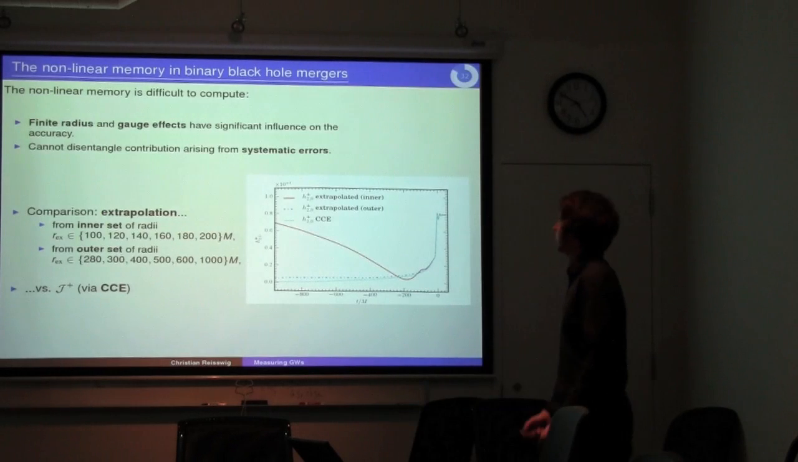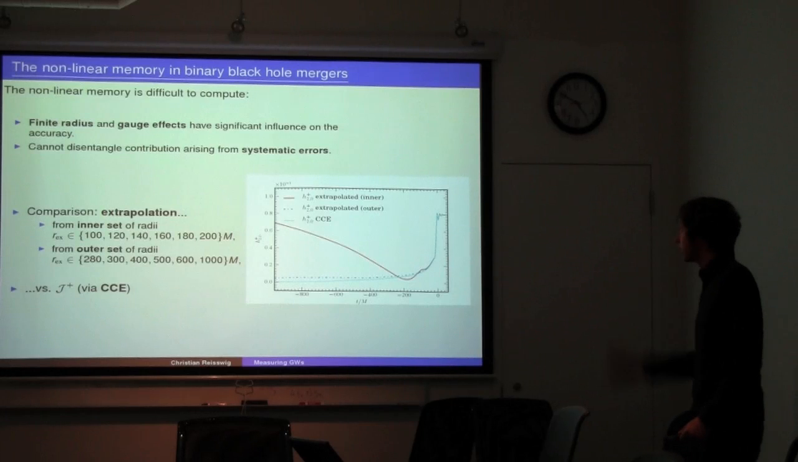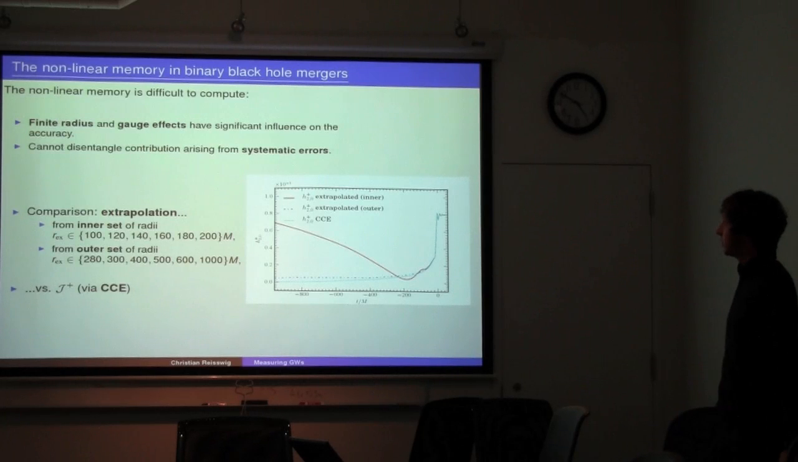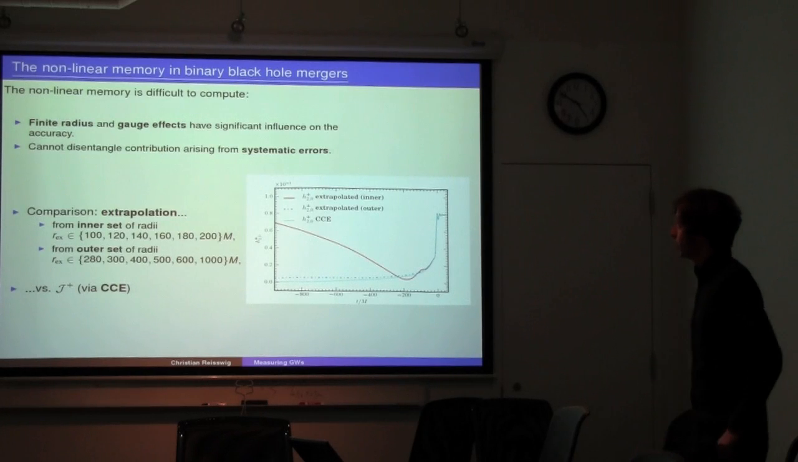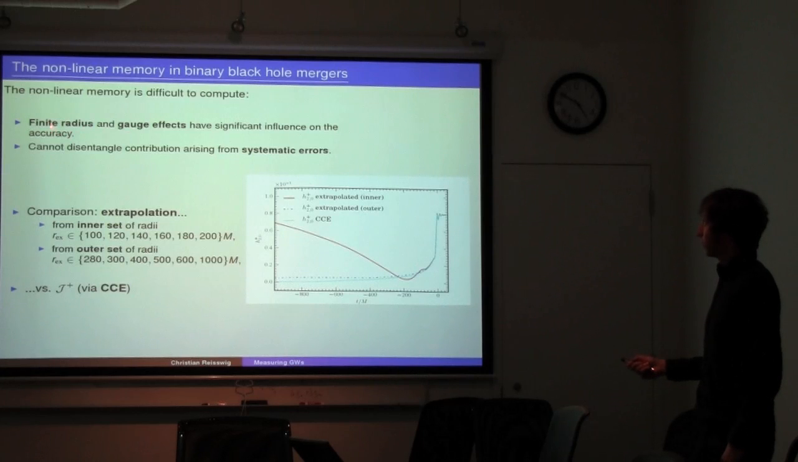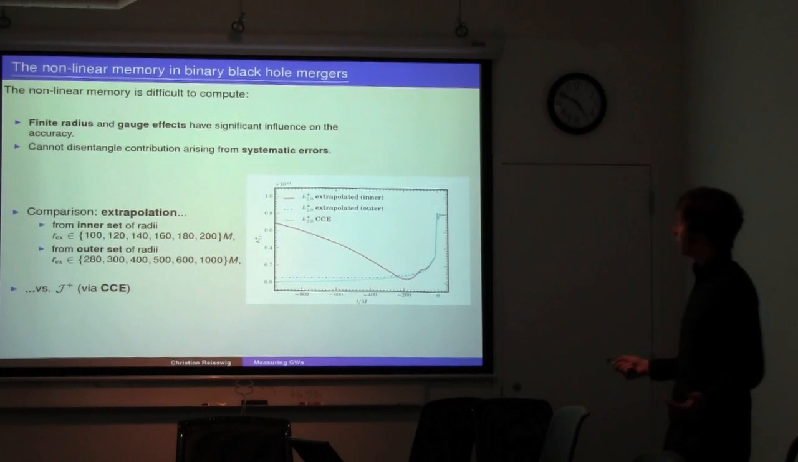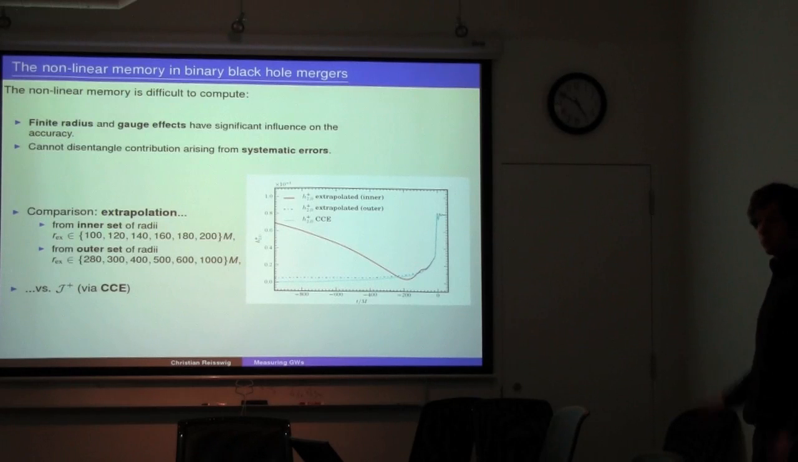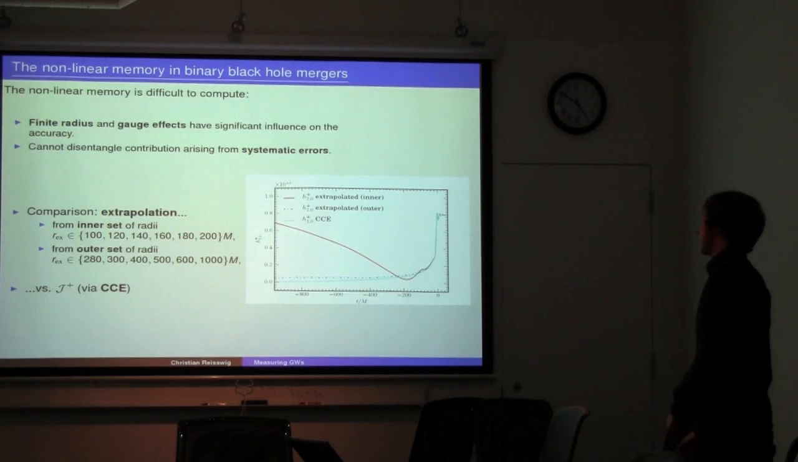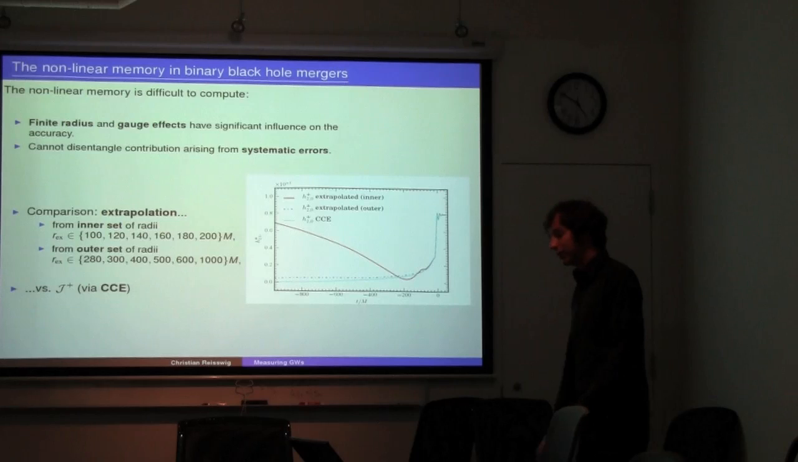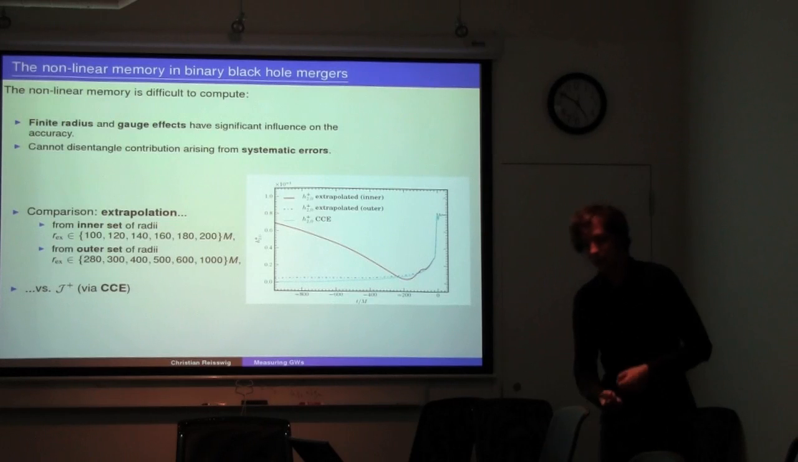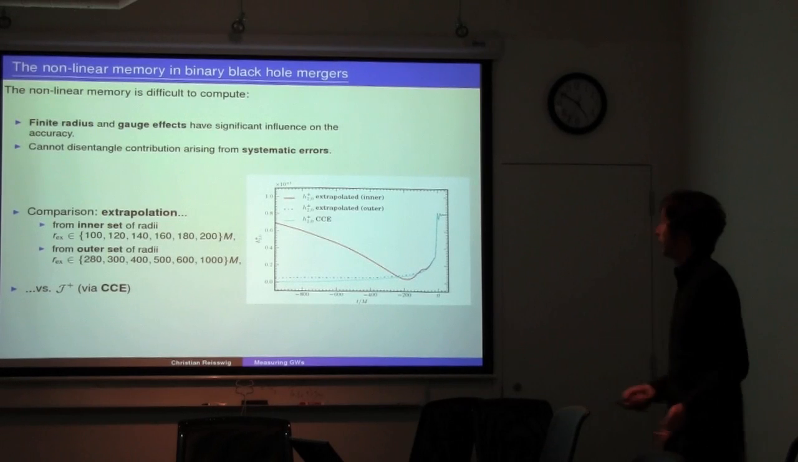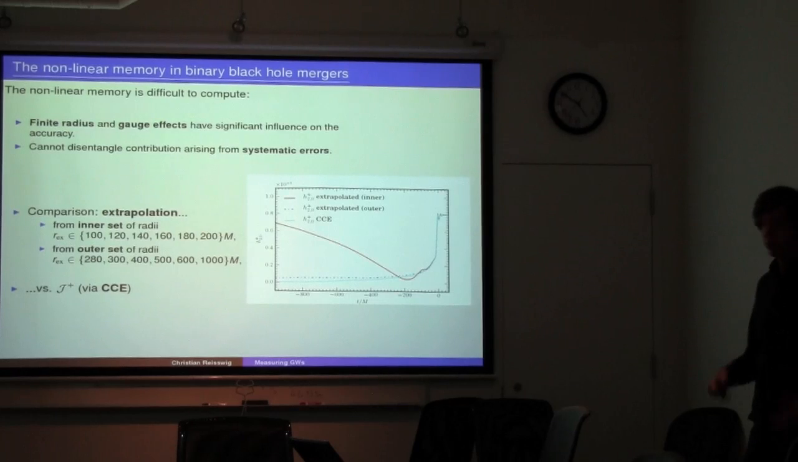And this effect is difficult to measure. So if you just use finite radius extraction, you will have influence from finite radius effects and gauge effects, and systematic errors. And it's very hard to disentangle any drifts or anything that arise due to these systematic errors from the actual physics.